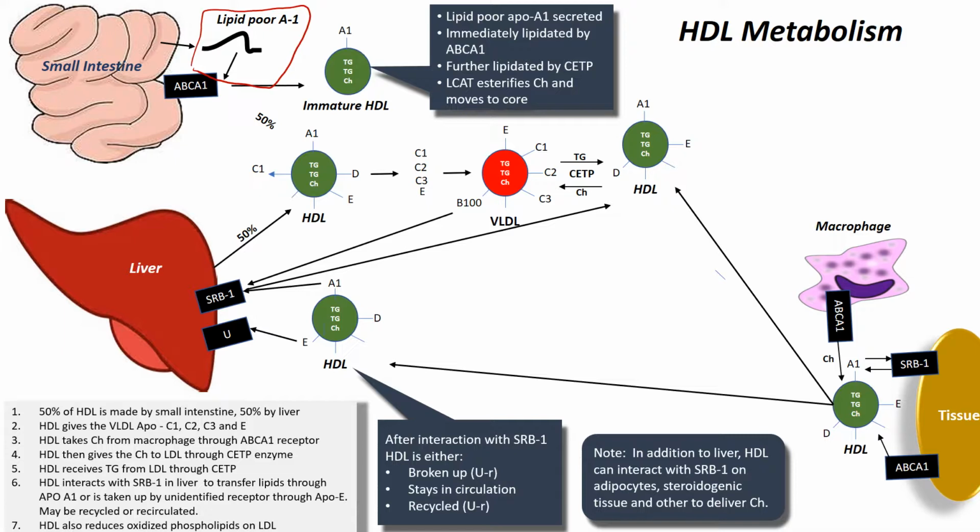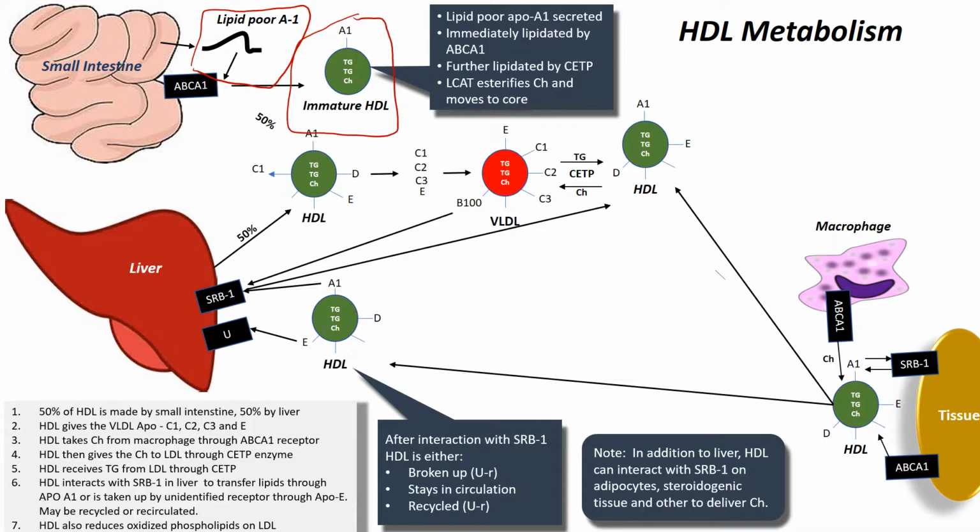So, for example, the small intestine secretes a lipid-poor ApoA1. That ApoA1 immediately interacts with ABCA1 right there on the small intestine, and it gets some lipids. And it becomes an immature HDL. Okay.